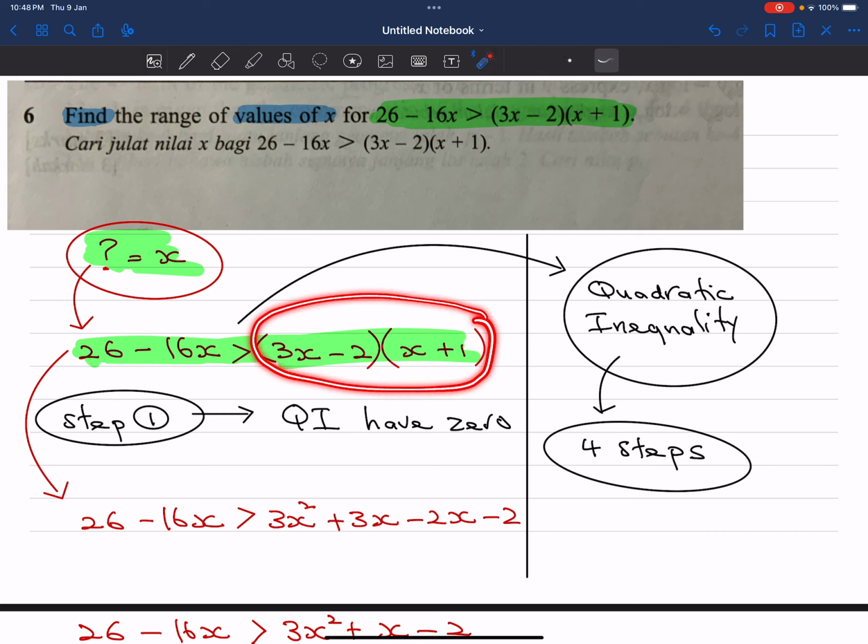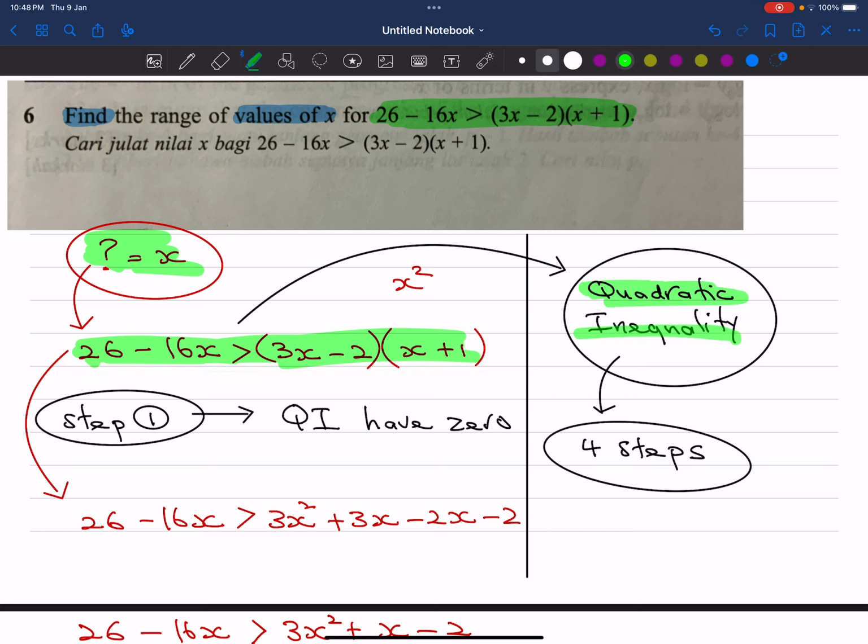on the right hand side, if I expand 3x times x, I'm going to get x squared. And x squared is quadratic. And the symbol more than is showing it is inequality. So the expression we have is actually quadratic inequality. And from our notes, quadratic inequalities has 4 steps. Quadratic inequalities has 4 steps to solve it.